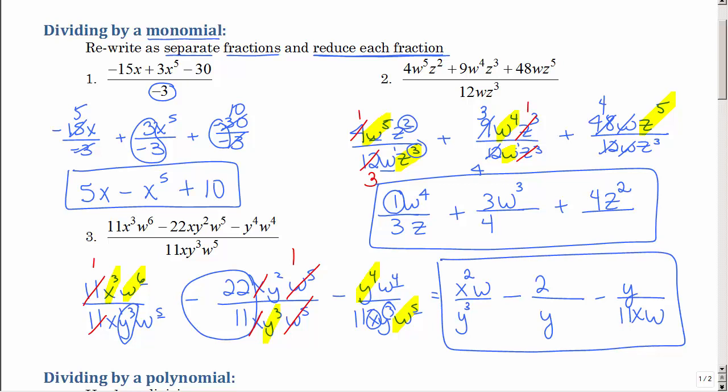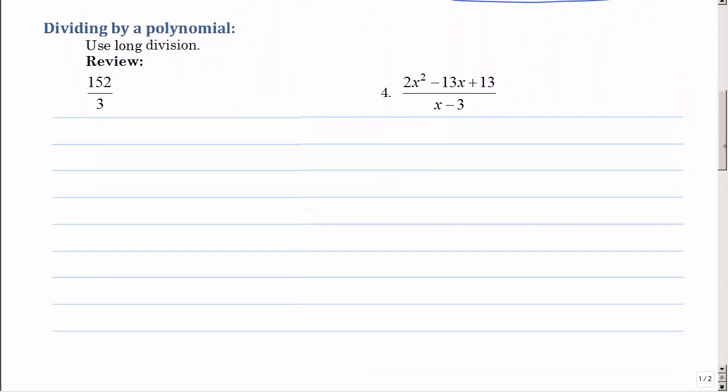Again, you can only do that if you're dividing by a monomial, when you only have one term. If you see any plus or minuses in the denominator, stop. You can't do this. That brings me to the next type of division.